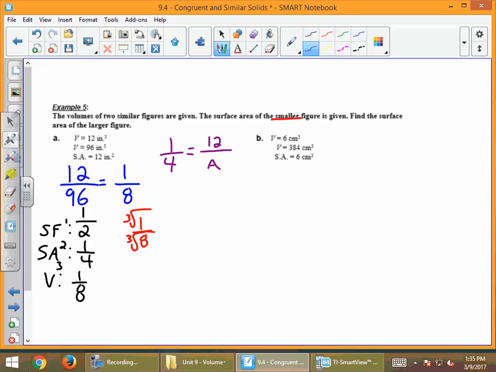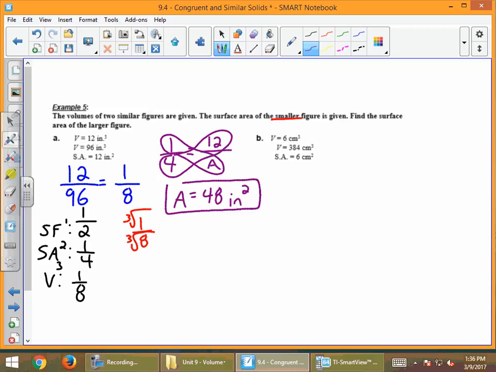Quick multiply here. Cross it up. 8 times 1 is A. 4 times 12, 48. No need to solve there. It's going to be 48 inches. What are my units in surface area? Squared. There's your answer. The larger one is 48. It's just like it.